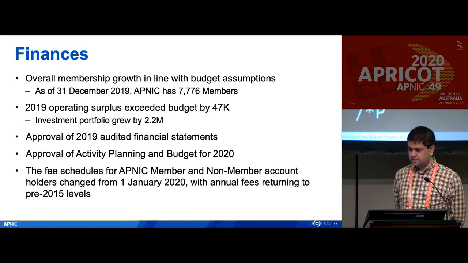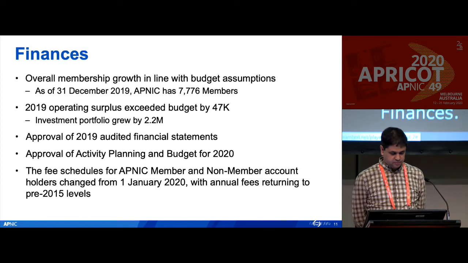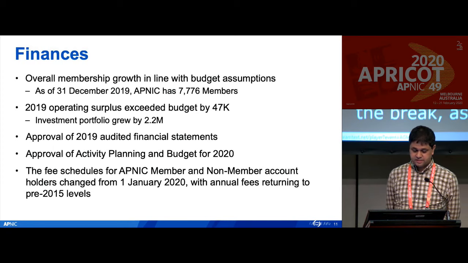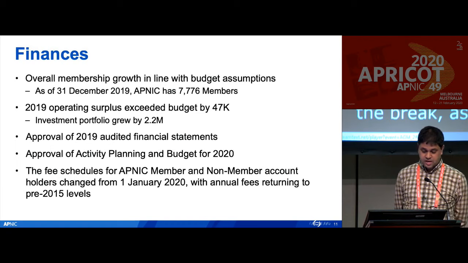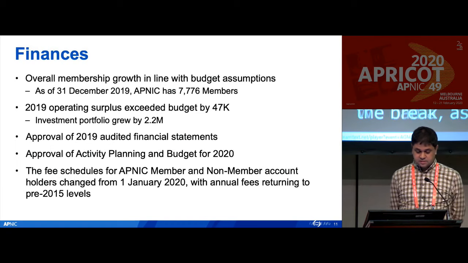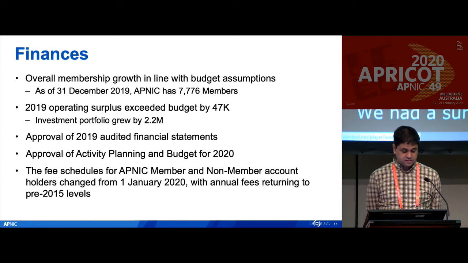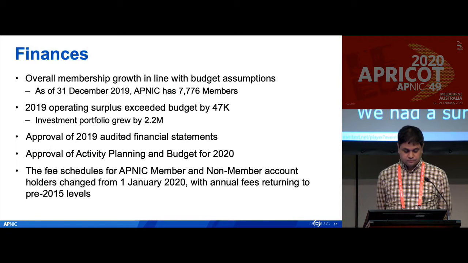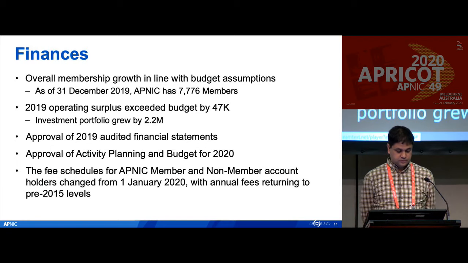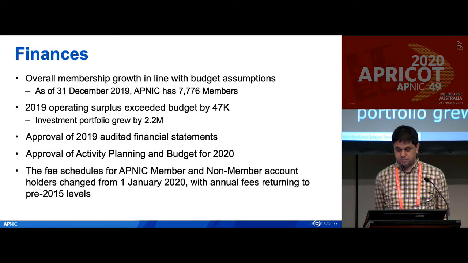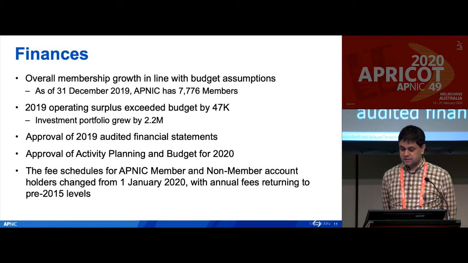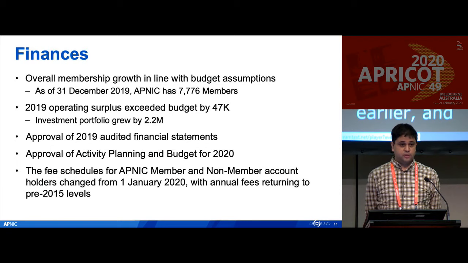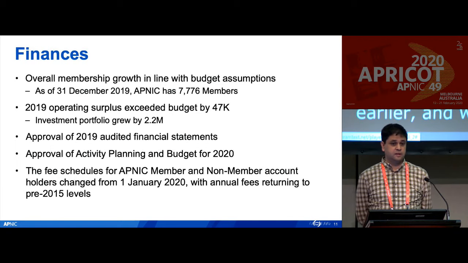Finances. We talked about that earlier, before the break. As of 31st December, we had 7,776 members. We had a surplus that exceeded budget by $47,000. Our investment portfolio grew a bit more. This approval of 2019 audited financial statements, we presented that earlier, and we've approved that. And we also had a new auditor this year.